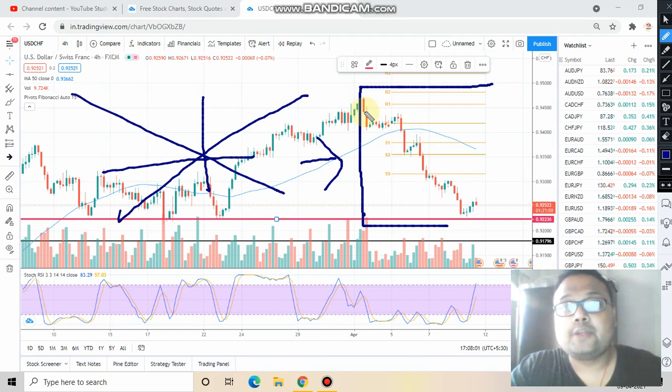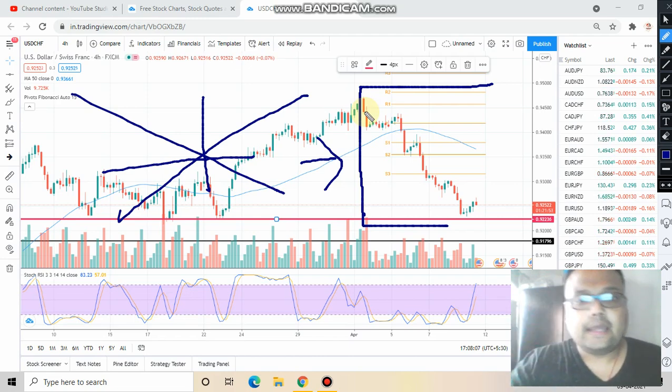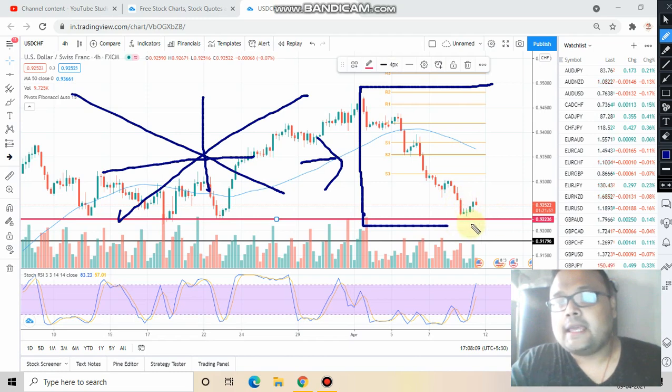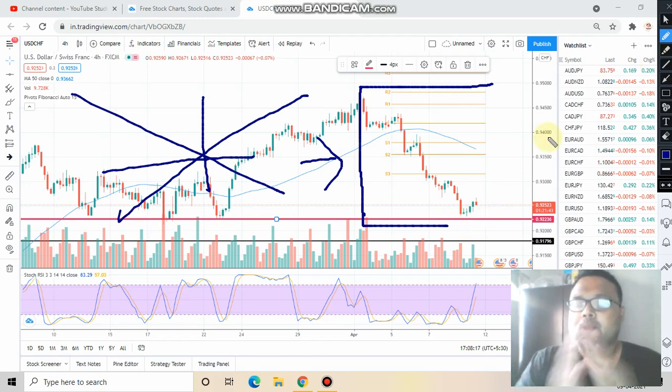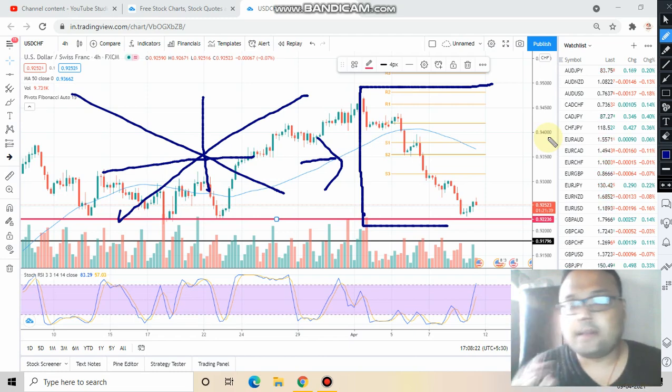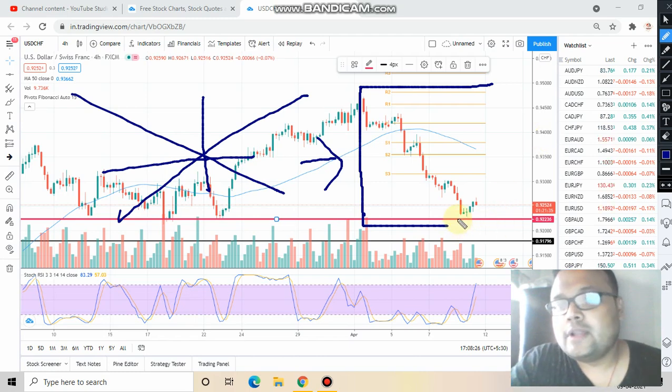Sellers are very much dominant. They are extremely dominating the market. As a result, the market may fail to provide support. Because support and resistances are not something permanent. They are like wooden floors. So this is a wooden floor, and wooden floors are not permanent.